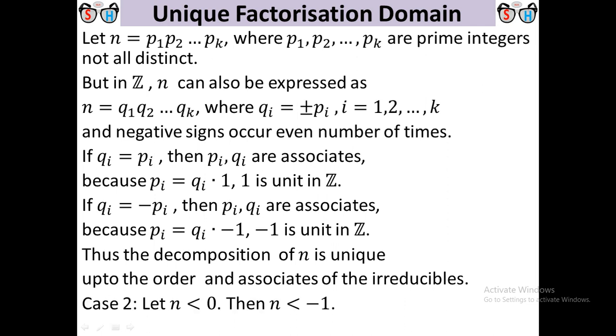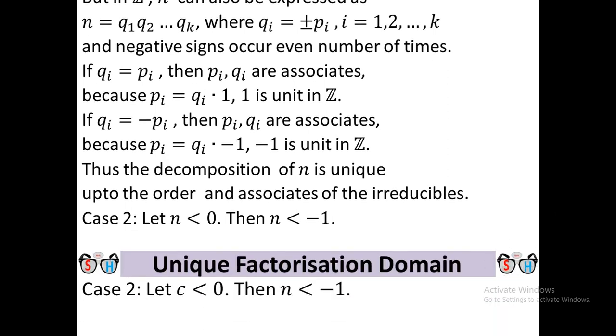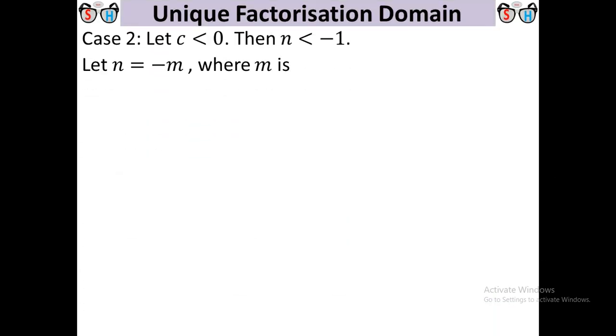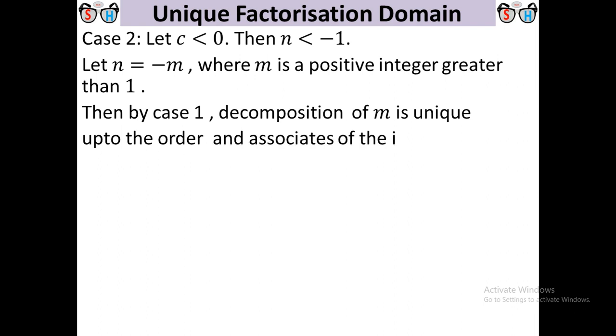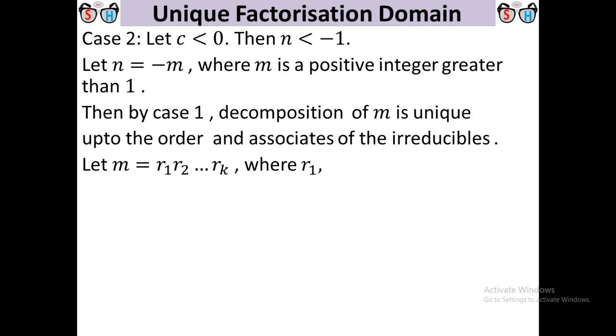Now in case 2, we consider n as a negative integer. Since n is a negative integer, it must be equal to minus 1, minus 2, minus 3, and so on, but we cannot take n as minus 1, because we take n as not equal to minus 1, since minus 1 is a unit in Z. Let n equal minus m, where m is a positive integer; obviously m must be greater than 1. Since m is greater than 1, by case 1 the decomposition of m is unique up to the order and associates of the irreducibles. Let m equal r1, r2, ..., rk, where the ri are all irreducible elements.